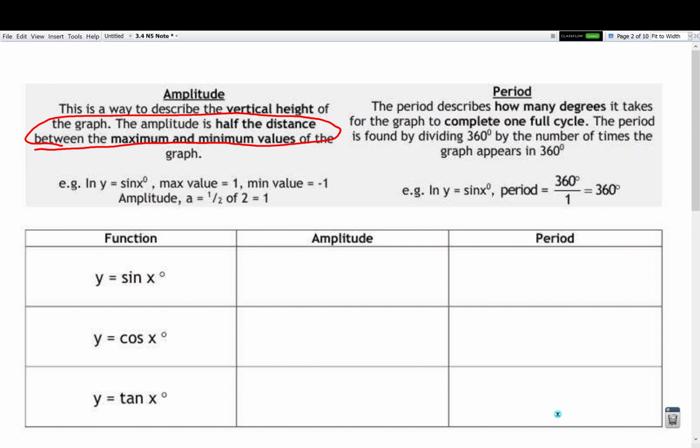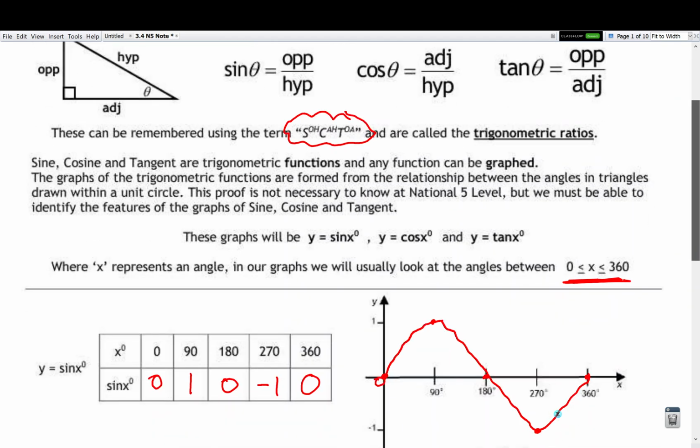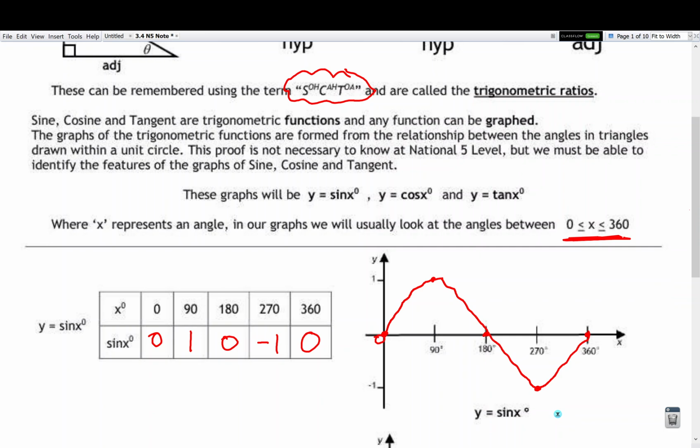So if you have a glance back at your sine graph, you'll see that when we're talking about amplitude, we're talking about the height, the vertical values, so the y-axis. So the maximum is 1, the minimum is down here at -1. So it's literally just half of the distance between 1 and -1. That's what the amplitude of that graph is.